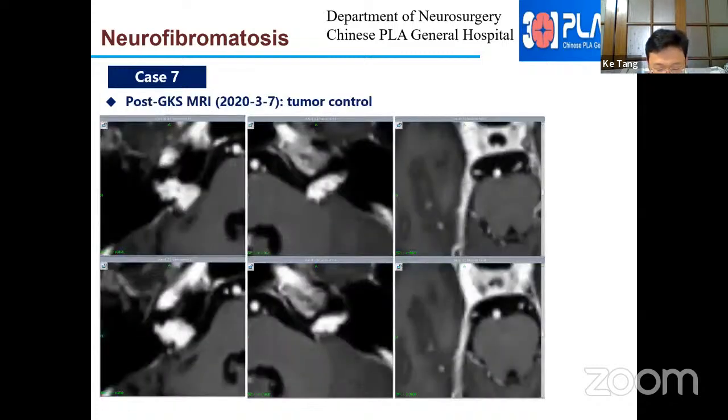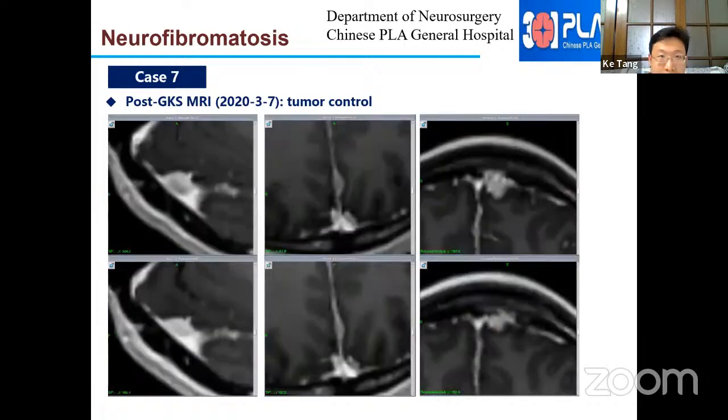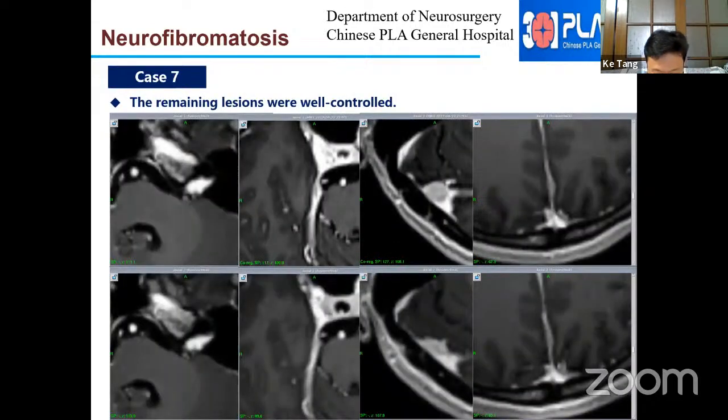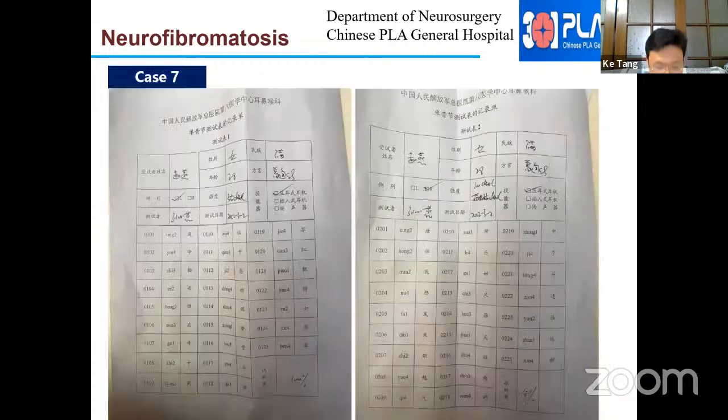All lesions were controlled at 3 years following Gamma Knife surgery. All the schwannomas were controlled at 5 years following Gamma Knife surgery. At last follow-up, a new lesion in the jugular foramen was found, and the meningioma in the left frontal lobe relapsed. The radiation dose of this meningioma was insufficient. It might be because the prescribed isodose line was set to 55% for this lesion. Fortunately, the other lesions were controlled well. The hearing of the left ear remained normal.